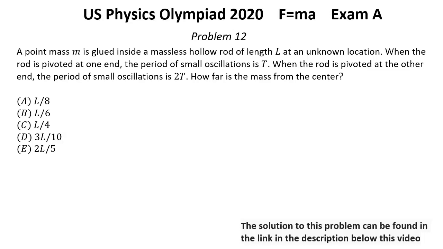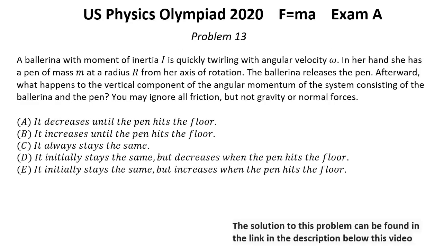Problem number 12. A point mass M is glued inside a massless hollow rod of length L at an unknown location. When the rod is pivoted at one end, the period of small oscillations is T. When the rod is pivoted at the other end, the period of small oscillations is 2T. How far is the mass from the center?